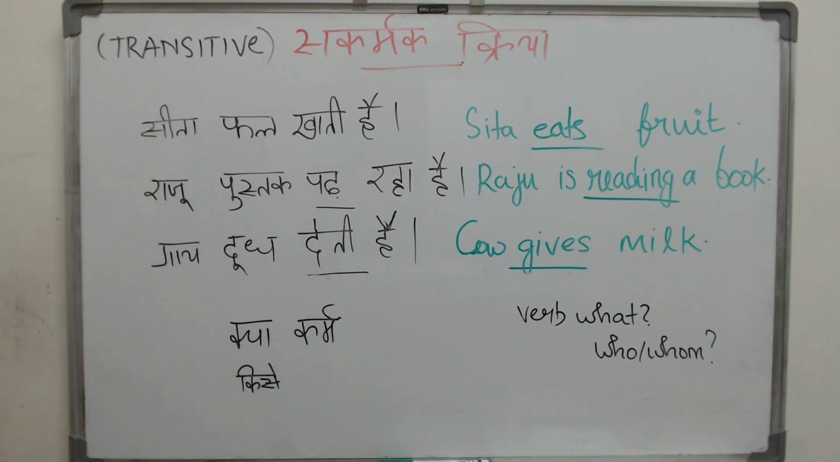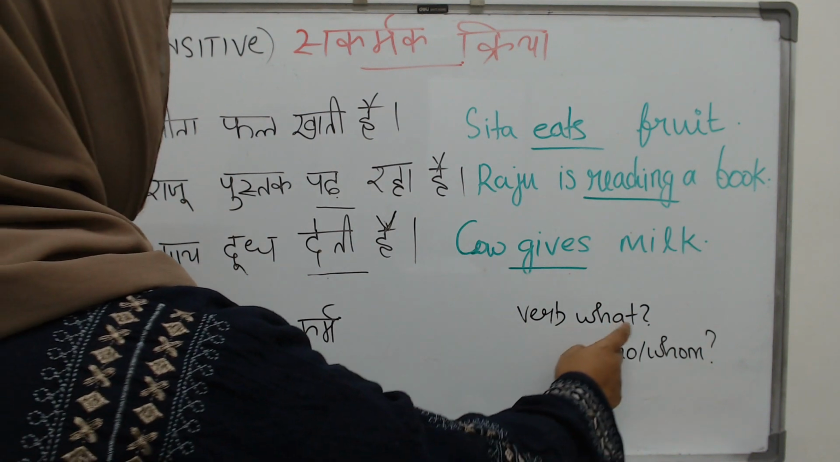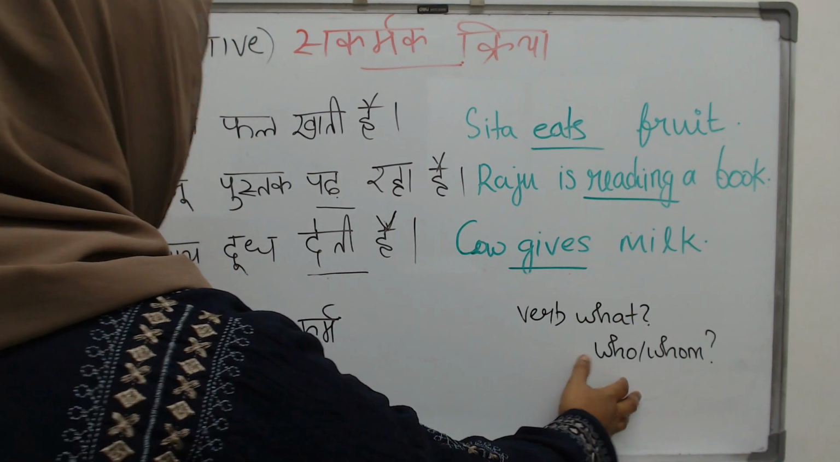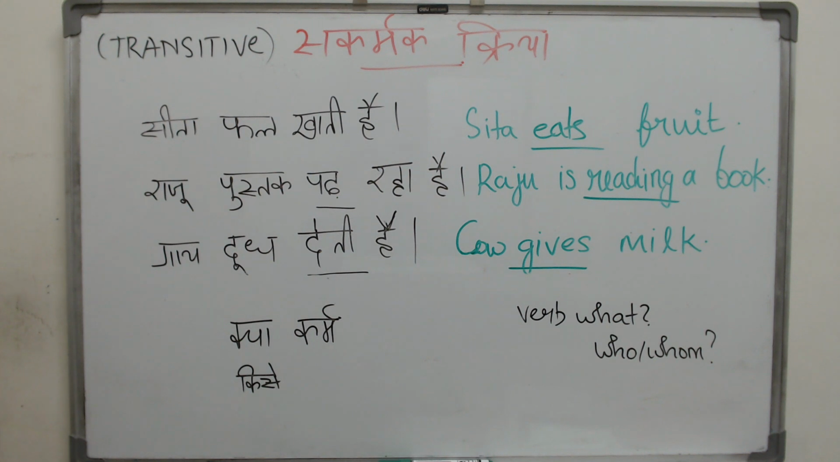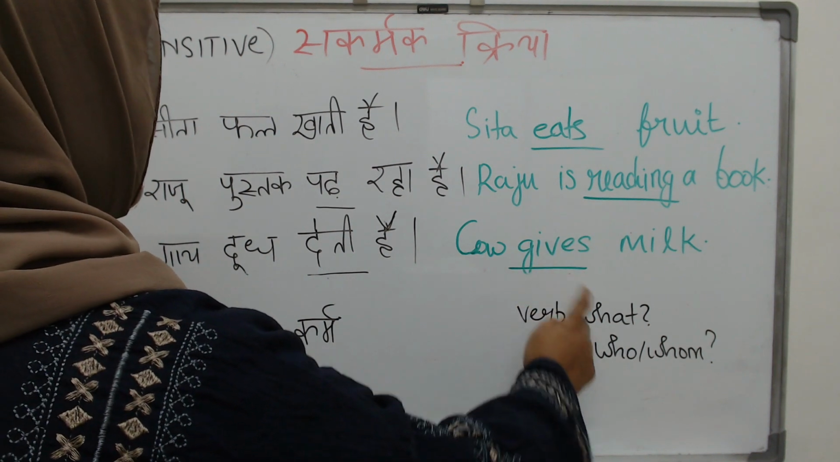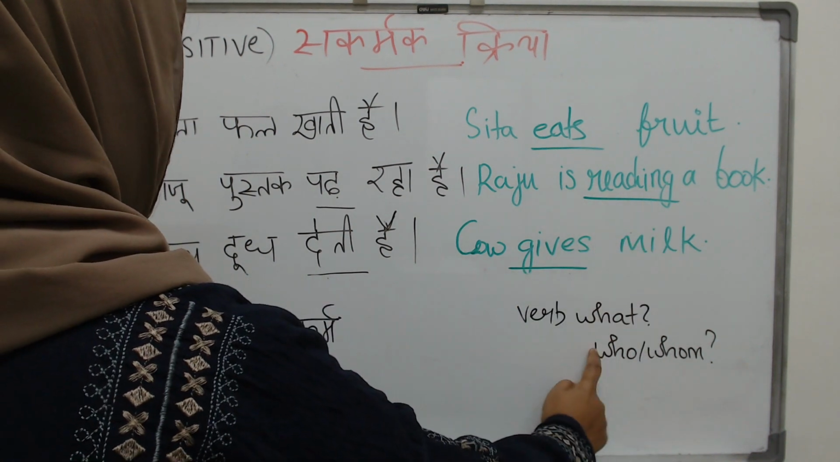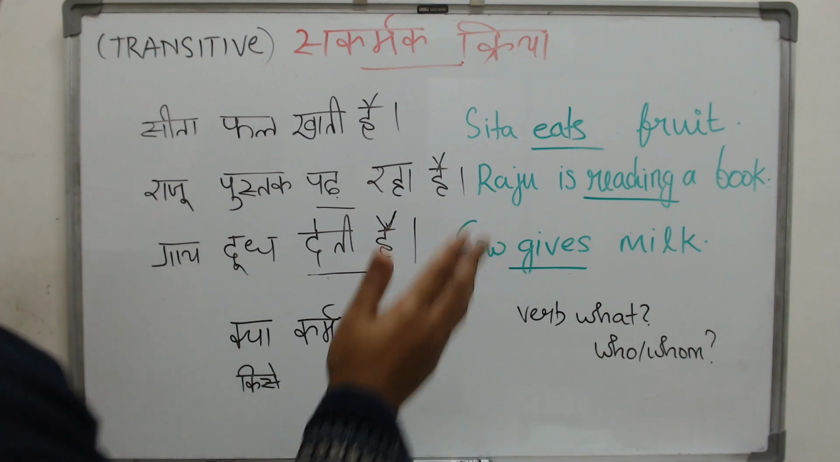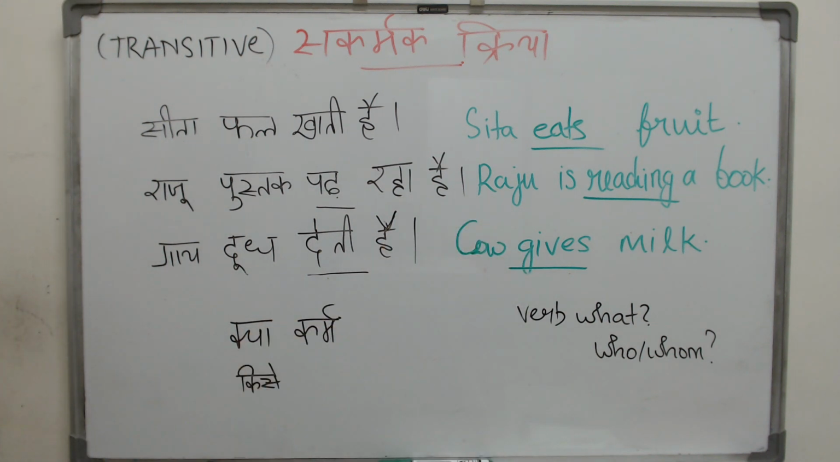Now how will you know where the object is or what the object is? You will ask questions to the verb. What question will you ask? You will ask verb what or verb who. Suppose the sentence is Ram saw Kumar, then you will say saw who. And here you will ask verb gives what, reading what, eats what. If you have an answer, if there is an object, then it is transitive.